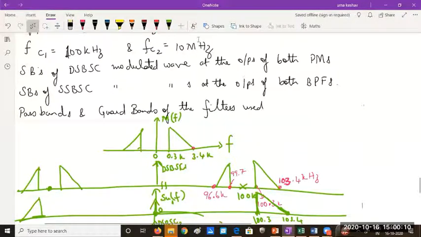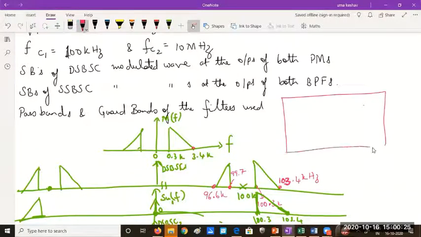Here, I am unable to write. Okay, so you can create a table and write all the values. I don't have place. You write the sidebands.